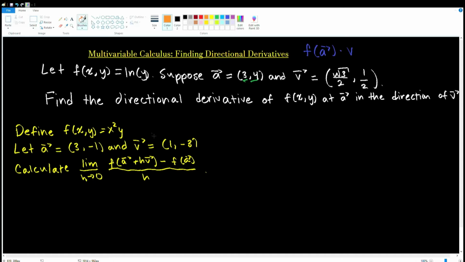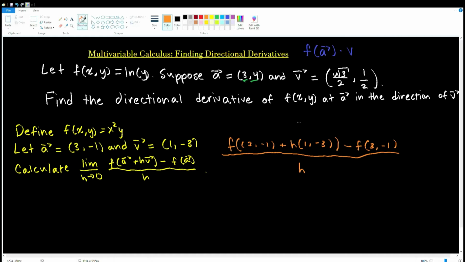So we know a is this, so we have f of (3, negative 1) plus h times v, which is (1, negative 3), minus f of a, which is f of (3, negative 1), and all of this over h.